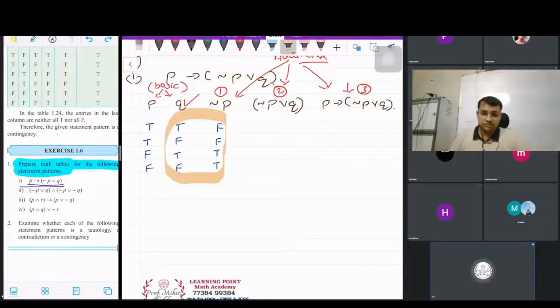on these two columns, with the symbol of or in between. I am just highlighting it in the respective column. So negation of P or Q. I should know the condition for or. What was the condition for or? If both the statements are F, then the answer is F. Otherwise, the answer is true.